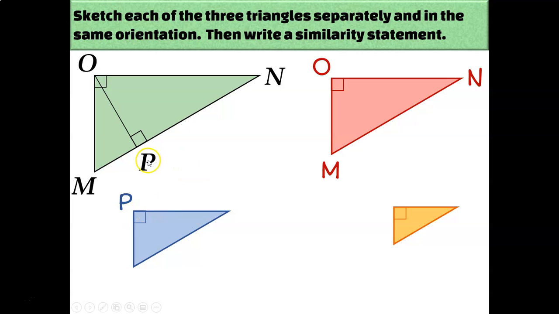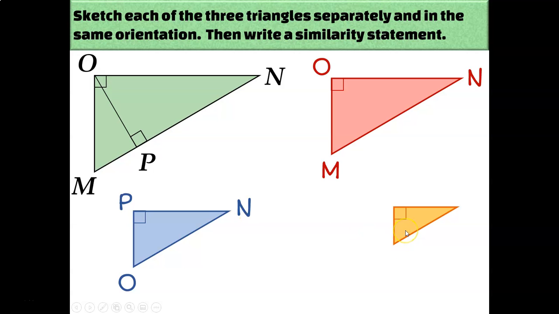So going from P along the short leg of this medium triangle, it leads to O. So going back to this diagram, going from P along the short leg, I end at O. Now let's do the long leg. From P along the long leg to the vertex on the other side leads to N. So from P along the long leg, I end at N.